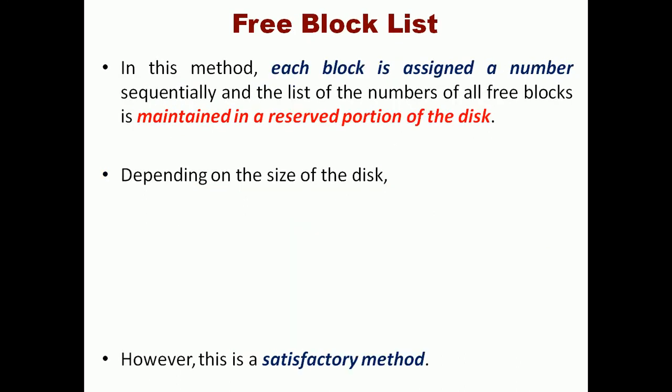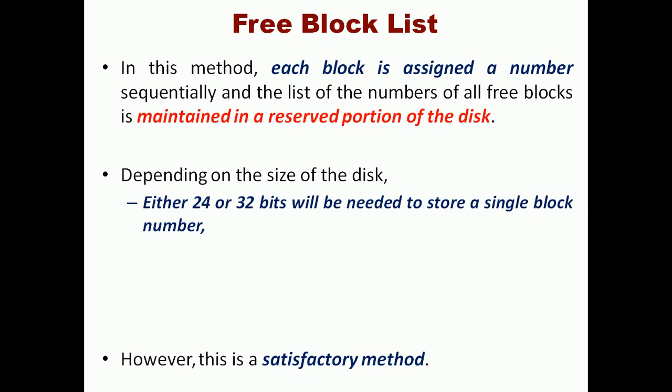Next is the free block list. In this method, each block is assigned a number. In this third mechanism, every block is assigned a number, and with those numbers we can easily identify where the free blocks are with the help of linked list concepts. All the freely available blocks are stored in the form of a linked list, and we can reserve some portion of the disk for this. It depends upon the size of the disk.